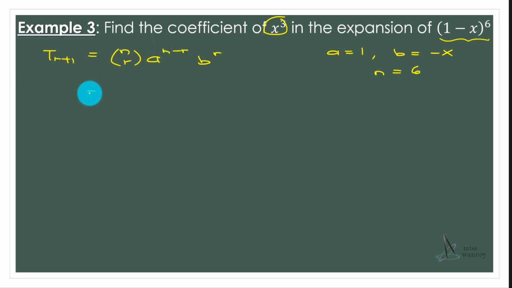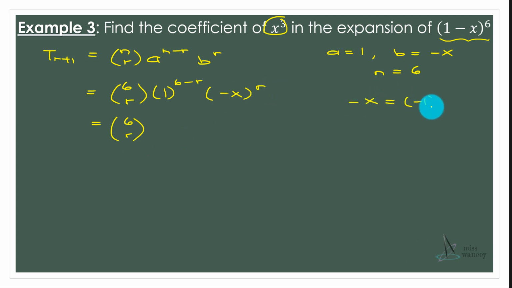So substitute over here: 6Cr, and then 1 to the power of 6 minus r, times negative x to the power of r. Okay, so 1 to the power of anything is always 1. And then we have negative x to the power of r. So negative x is actually negative 1 multiplied with x, so I can separate negative x to the power of r to become negative 1 to the power of r, times x to the power of r.